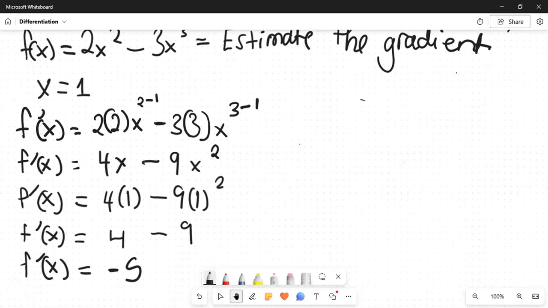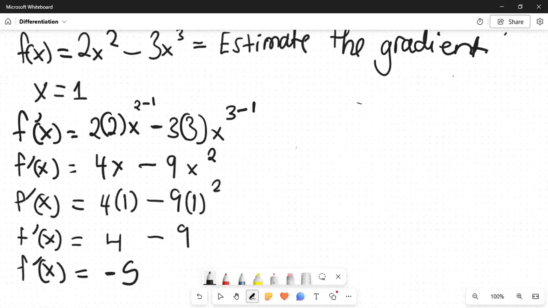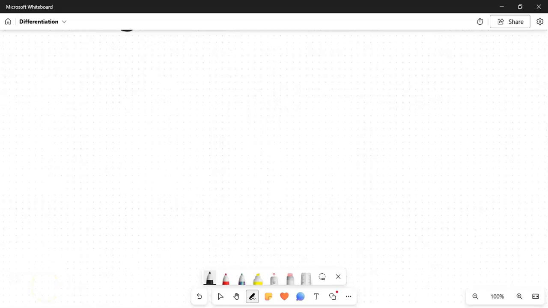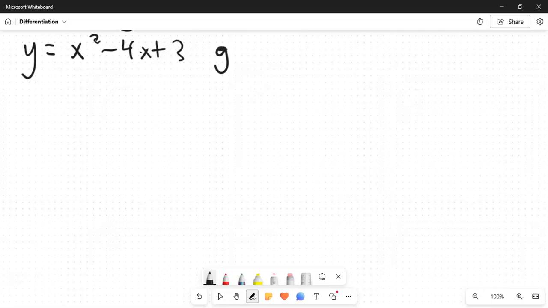Or you can be told the other way around. You're given the gradient, but just find the x value. For example, if you're given y is equal to x squared minus 4x plus 3, and you're told the gradient is negative 1, find the x value.